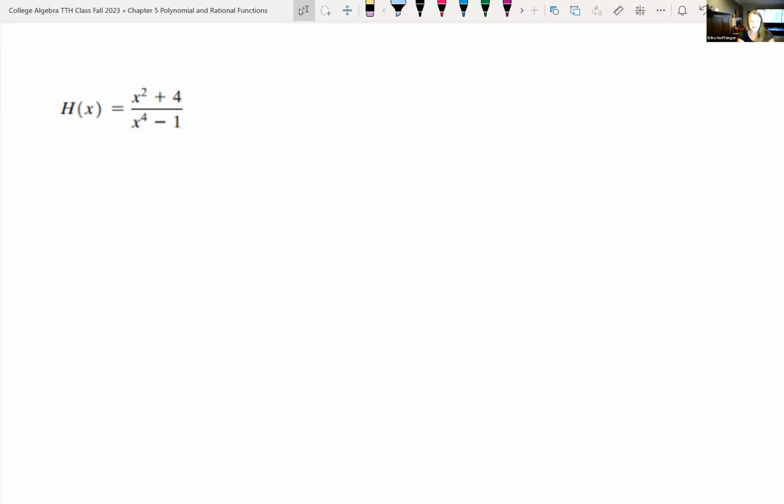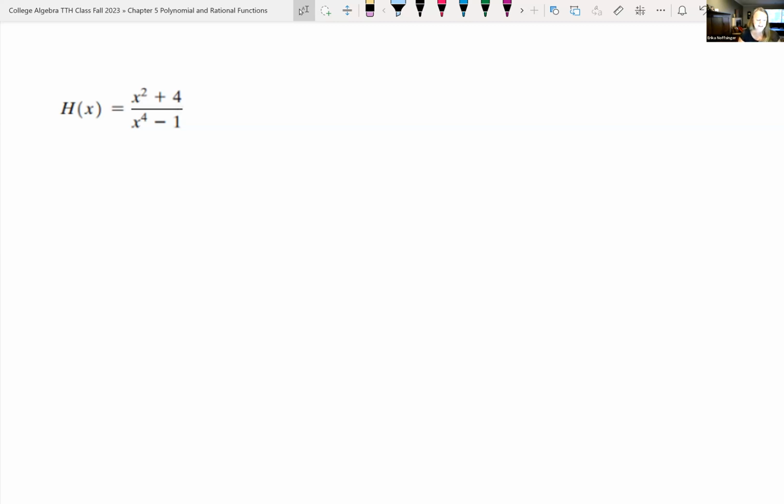We also looked at horizontal asymptotes and oblique asymptotes. And oblique asymptotes are also called slant asymptotes. It depends on the degree of the numerator and denominator. And so we're going to look at this example in front of us. h of x is equal to x squared plus 4, all over the denominator, which is x to the 4th minus 1. And so let's go through graphing this rational function using what we have learned in the previous lecture.